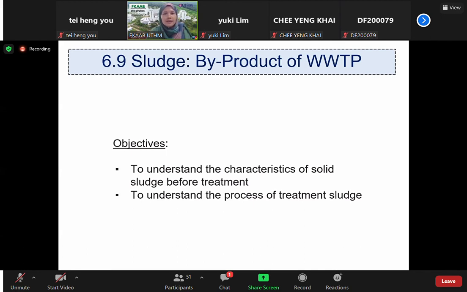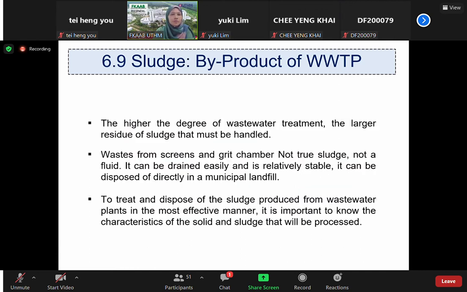But there's one thing that you need to manage as well, because this sludge, if not managed properly, it will give what we call the hazard to the environment, because sludge is the byproduct. Okay, how? So in this part, we will understand the characteristics of the solid sludge before treatment, and we must understand the process of the treatment sludge. We need to do the treatment. After you do the treatment of the sludge, then done. The treatment plant is run in a good way.